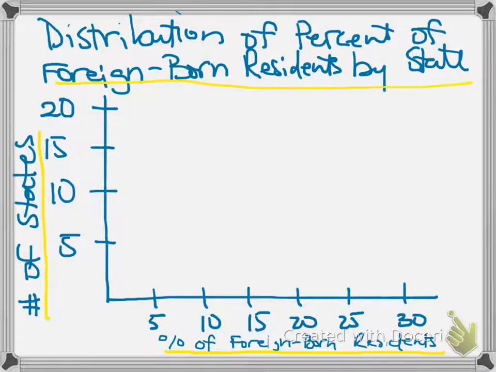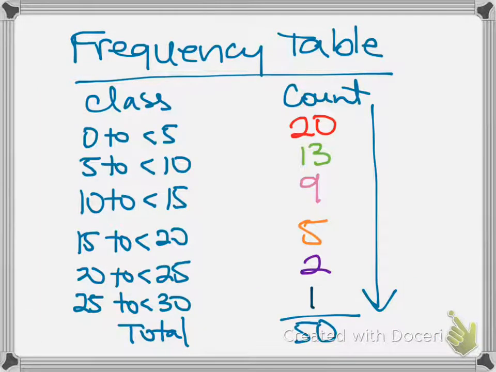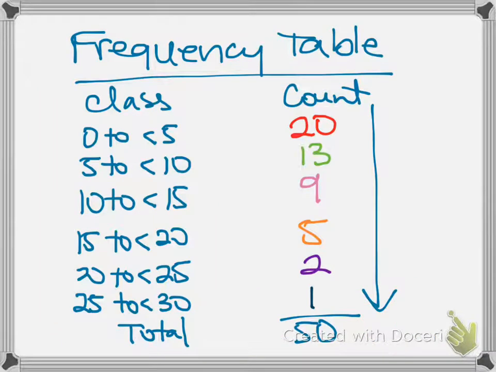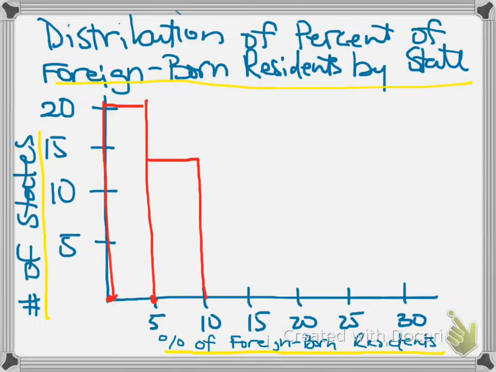So we're just going to go back over to our axes. We'll do this in red. And so from 0 up to 5%, we've got 20 states that fall into that bin. So I'm just going to create a column right here. And then our next bin ranges from 5 to 10, and there are 13 states in there. So 13's about here, and that goes over another 5 units. We're just going to keep repeating this process. So next in the bin from 10 to 15, we've got 9 states.